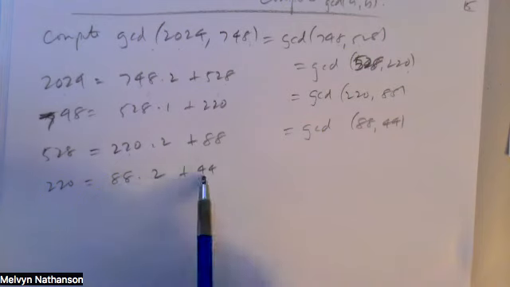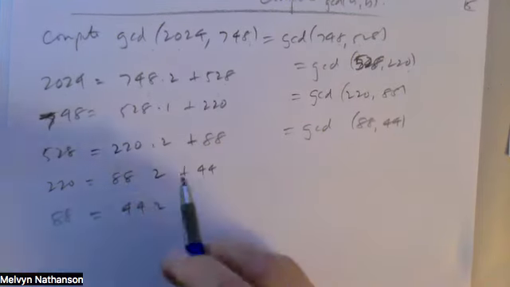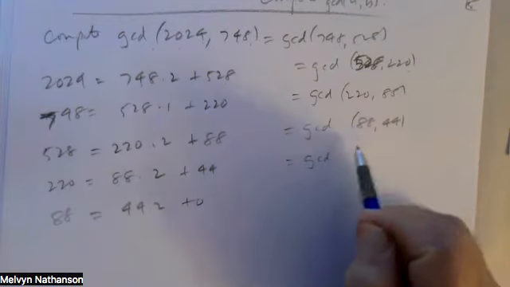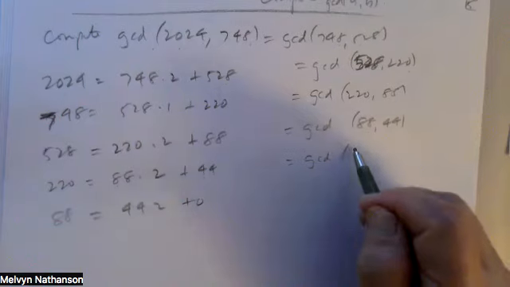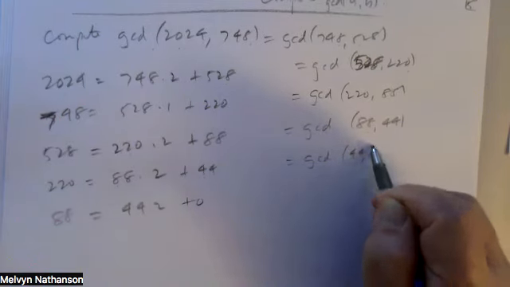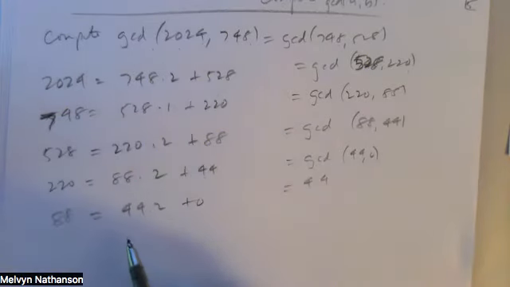If I take 88 and divide it by 44, this goes in twice with the remainder of 0. So the greatest common divisor of 88 and 44 is the same as the greatest common divisor of 44 and 0, which is just 44. It's 44 divides into 88, so the greatest common divisor of 44 and 88 is 44.